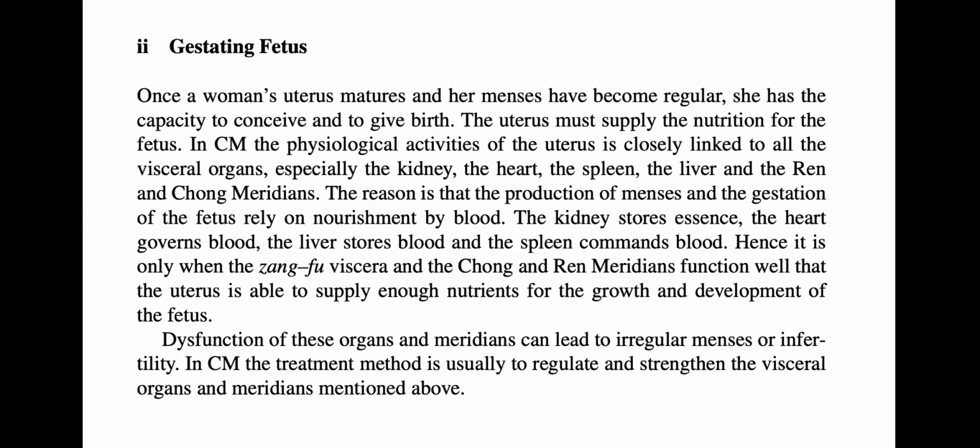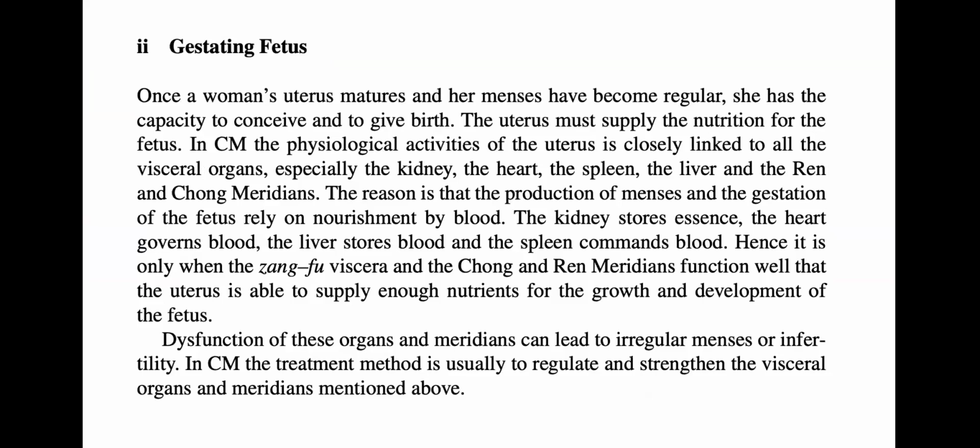Second, gestating the fetus. Once a woman's uterus matures and her menses have become regular, she has the capacity to conceive and to give birth. The uterus must supply the nutrition for the fetus. In Chinese medicine, the physiological activities of the uterus are closely linked to all the visceral organs, especially the kidney, the heart, the spleen, the liver, and the Ren and Chong meridians. The reason is that the production of menses and the gestation of the fetus rely on nourishment by blood.